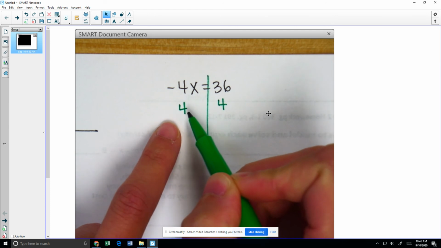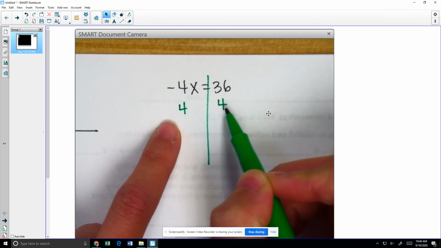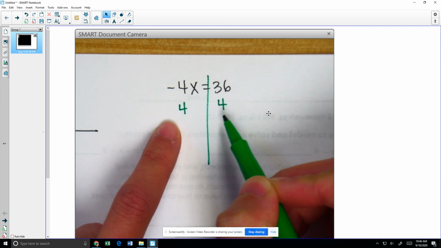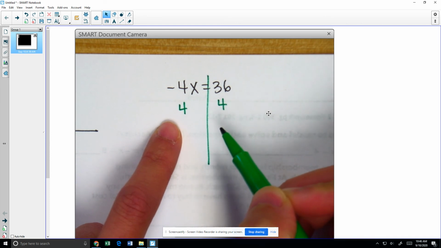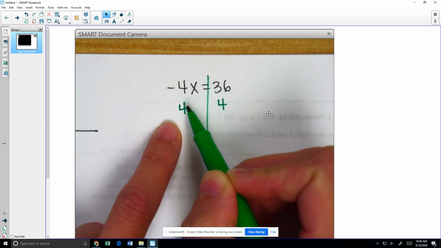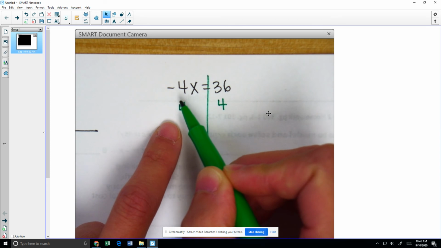Now think about how we're going to move it. And I'm going to tell you right now, you do not add it. You do not add 4 to both sides. Yesterday we did, but today we are not. So how do I move this 4?